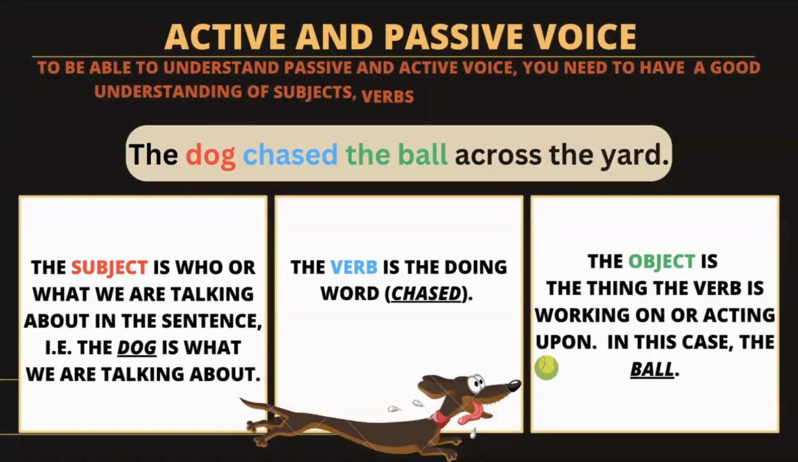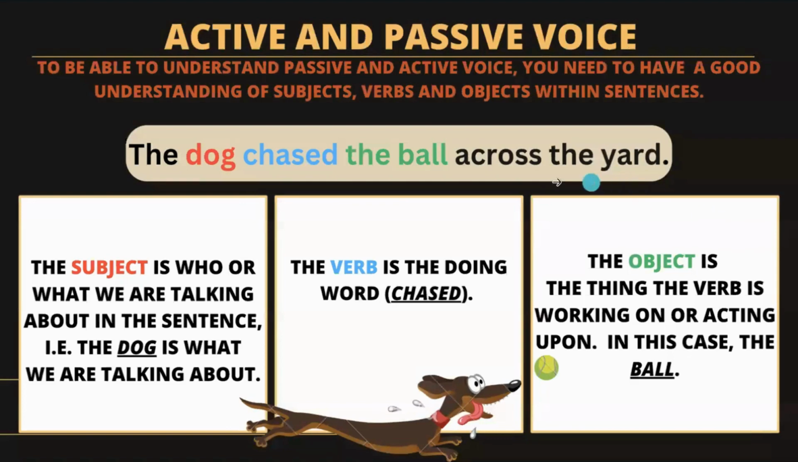To be able to understand active and passive voice, you need to have a good understanding of subjects, verbs, and objects within sentences. Active and passive voice refers to whether the subject or the object in the sentence performs the action of the verb. In active voice, the subject performs the action of the verb, whereas in passive voice, the object performs the action of the verb.